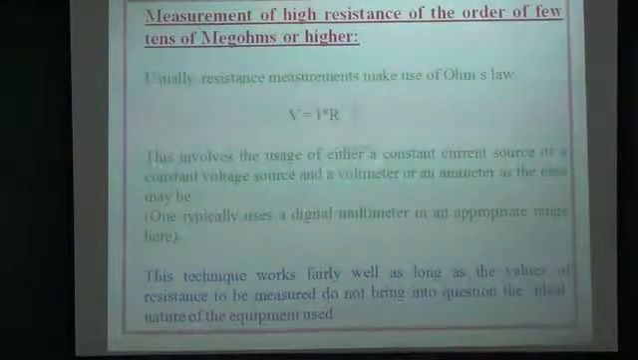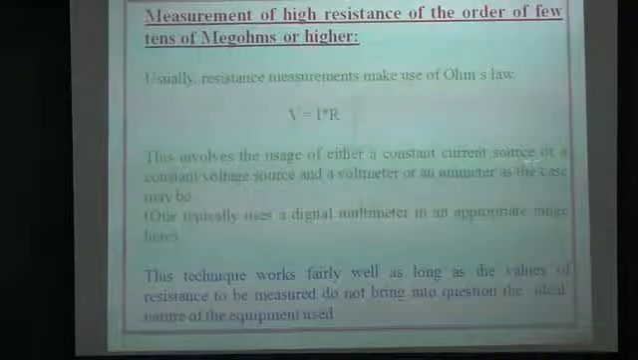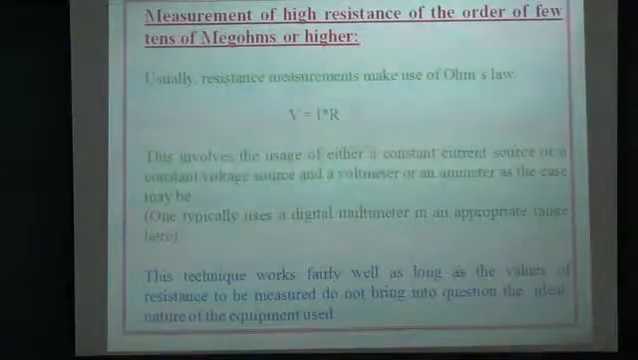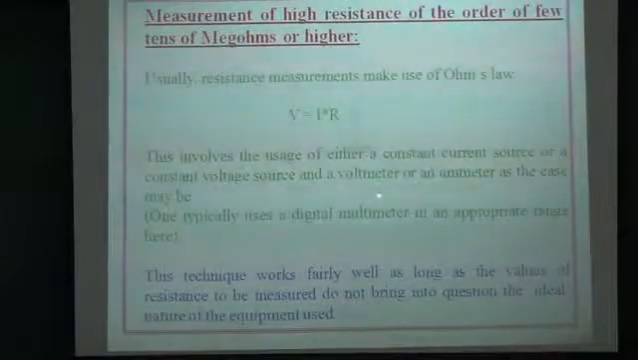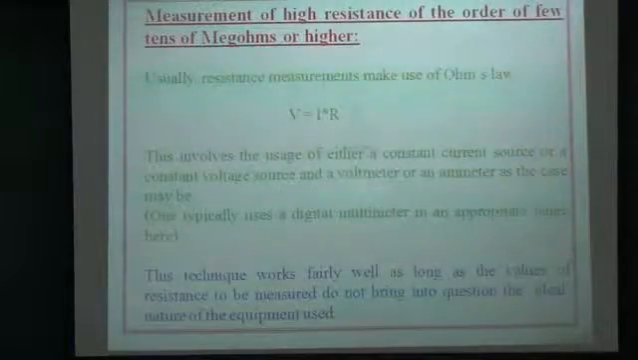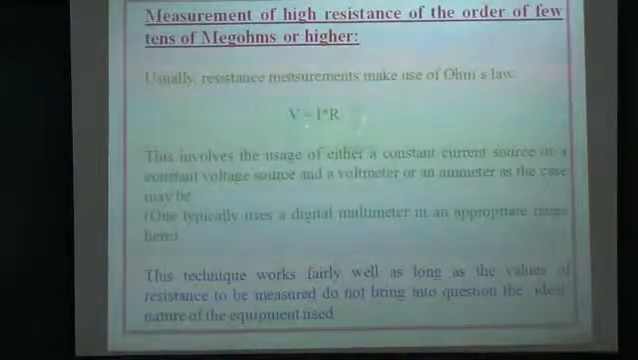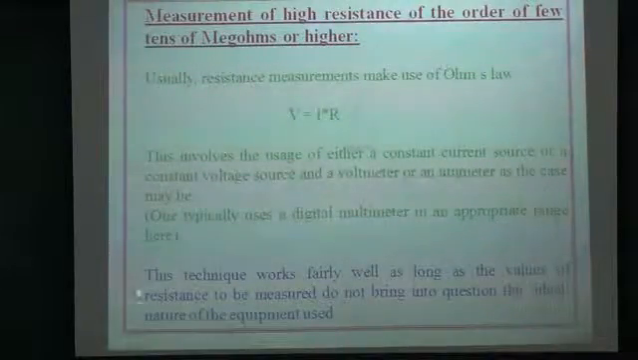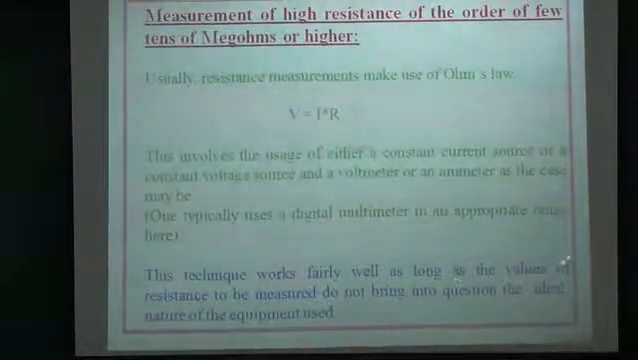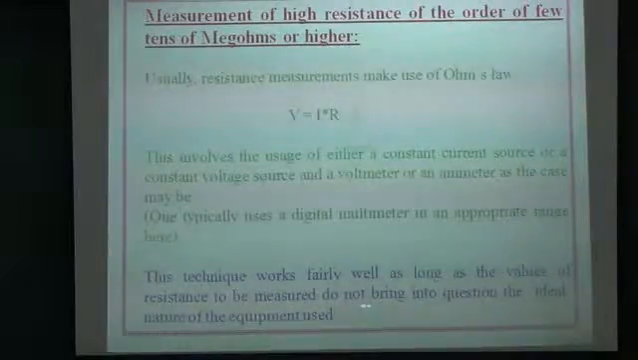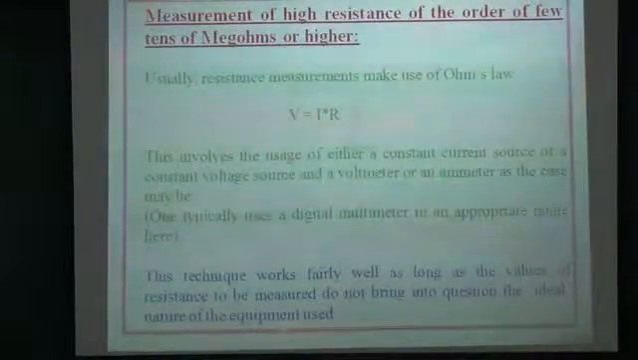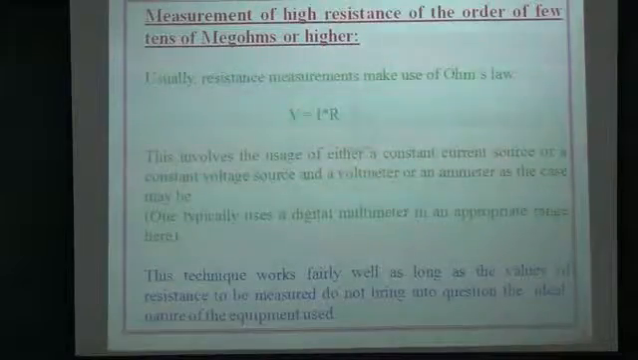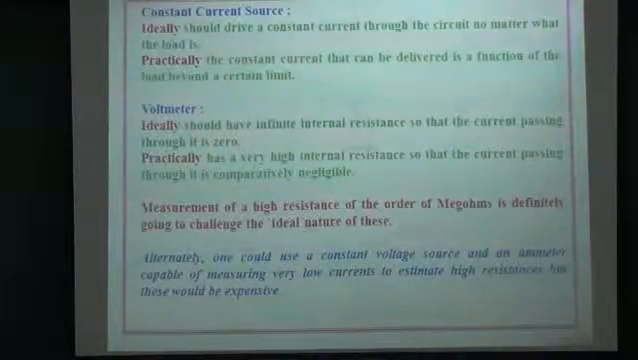So this involves the use of either a constant current source with a voltmeter, or a constant voltage source with an ammeter, to find the value of R. Theoretically it's okay. This technique works fairly well as long as the value of the resistance to be measured doesn't bring into question the ideal nature of the equipment.